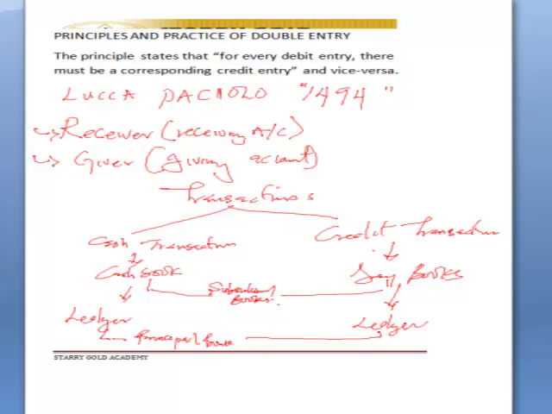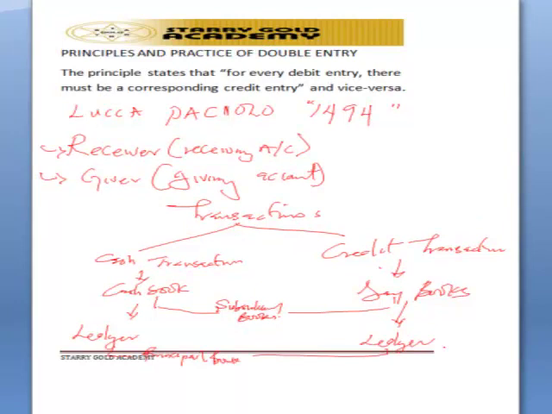So in recording the double entry principle, we must know the giver and we must know the receiver, irrespective of the transaction, whether it is a cash transaction or a credit transaction. We must be able to identify who is the giver and who is the receiving party. Irrespective of the transaction, the double entry principle must be adhered to. There must be a giver and there must be a receiver. Let's look at the following steps.